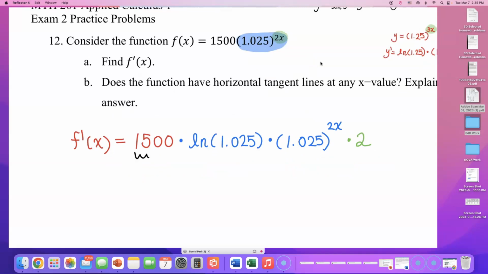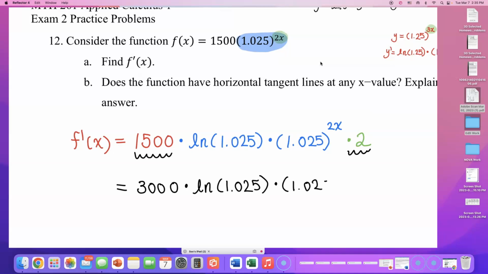I see there is a number and another number. We can multiply 1,500 by 2 and get 3,000. And we'll just multiply this by natural log of 1.025 and multiply this again by that exponential term. So we found it. Okay, so that's the answer for part A.